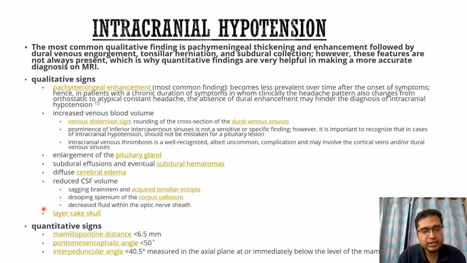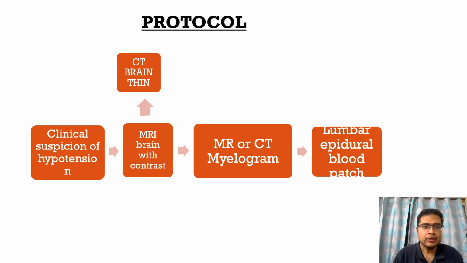Also, the important thing on CT that has to be remembered is a layer cake skull, which I showed on the bone window of the CT scan. The skull was layered and thickened. So some of the quantitative signs which can help in the diagnosis of intracranial hypotension are mammillopontine distance reduced to less than 6.5 mm, pontomesencephalic angle less than 50 degrees, and an interpeduncular angle of less than 40.5 degrees. We'll see how to measure it now.